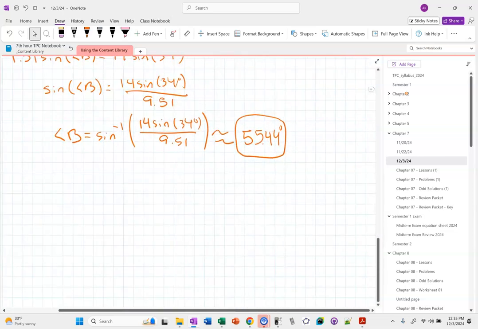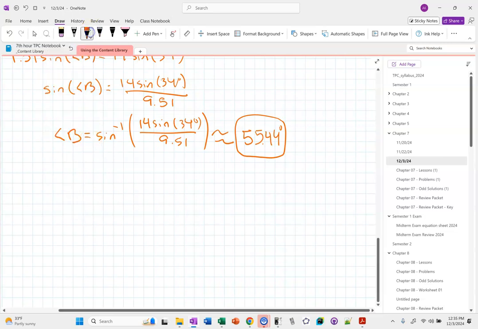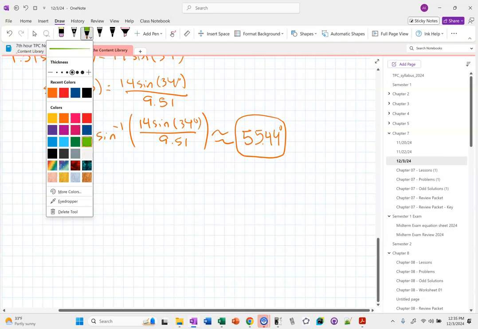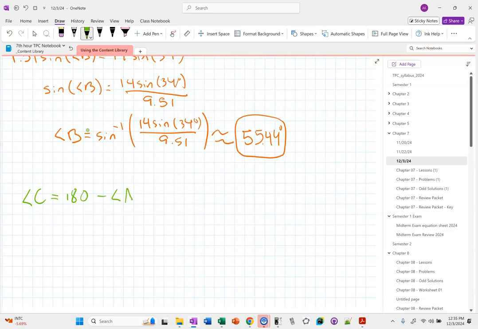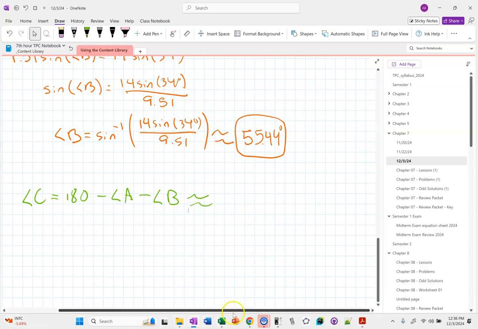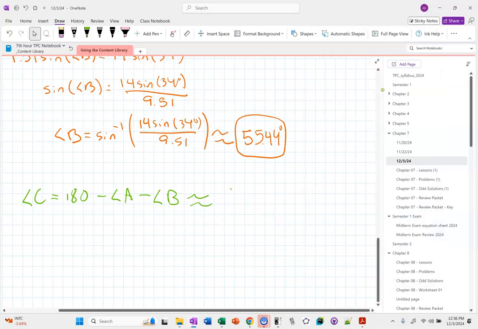Okay, and then how are we going to find angle C? Yeah, so I know I have 2 of the 3 angles, right? So once again, calculator time. I have 180. I know my angle A was 34. That was given to me. And then I'm going to use the answer, my previous answer. So again, I'm going to use that ANS command on my calculator. And I get about 90.56.